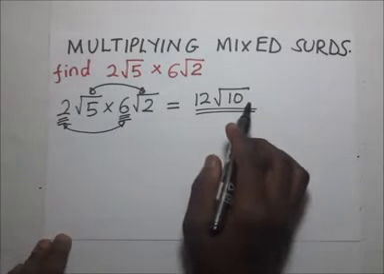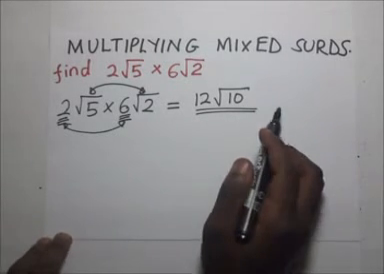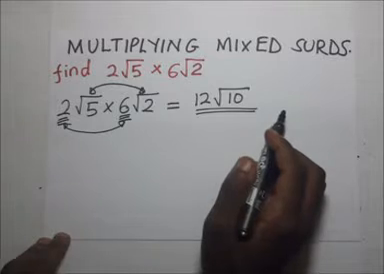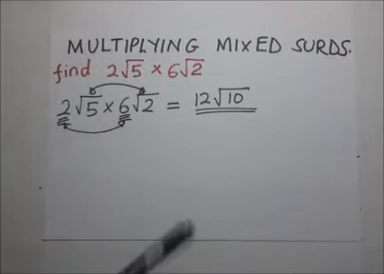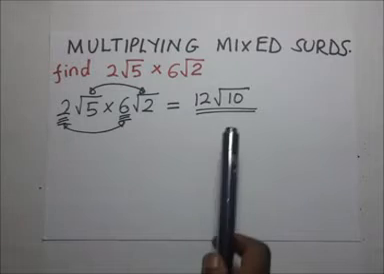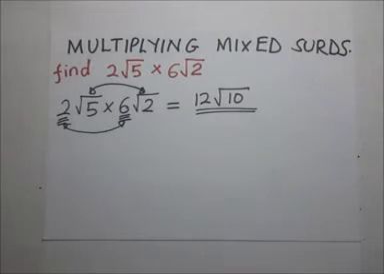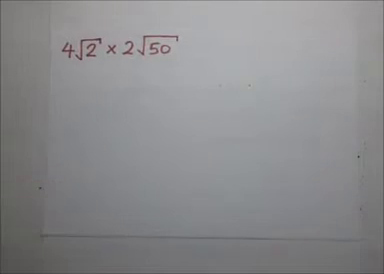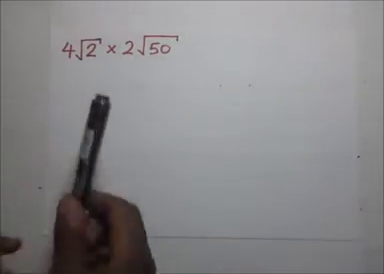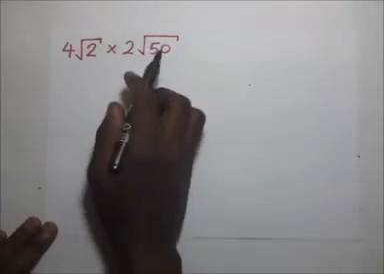Now the answer we get, of course, you're supposed to first evaluate to see if you can simplify it any further. So the answer we get should be in such a way that that is its simplest form. We can't simplify it any further than that. Let's try this other one. We have 4 times root of 2, then times 2 times root of 50.